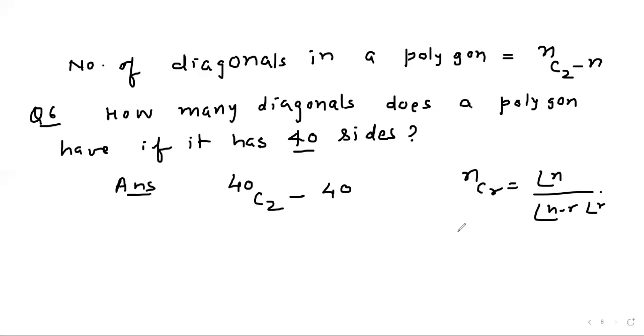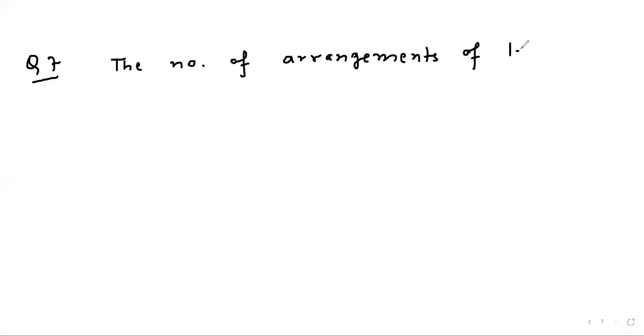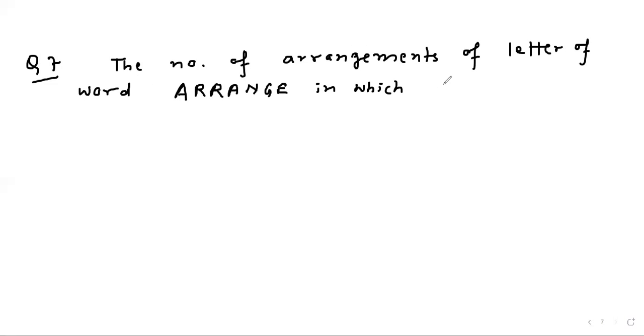Now, next question. Question number 7. It says the number of arrangements of letters of the word ARRANGE in which both R's don't occur together.